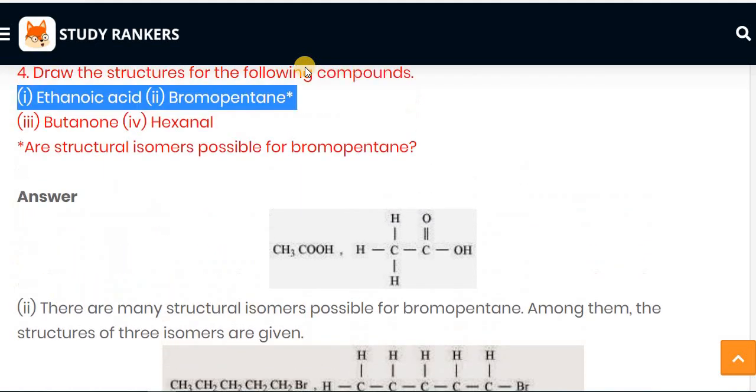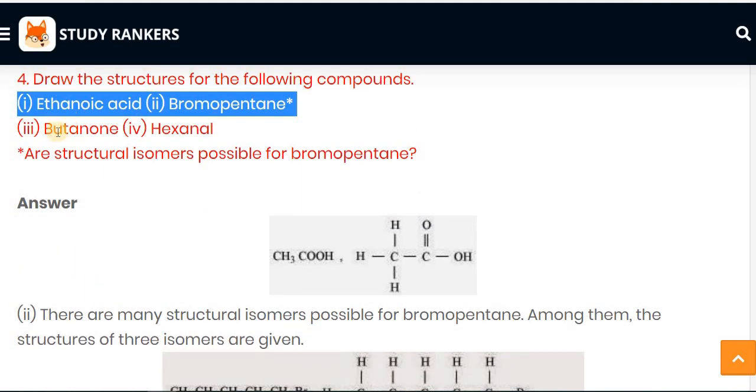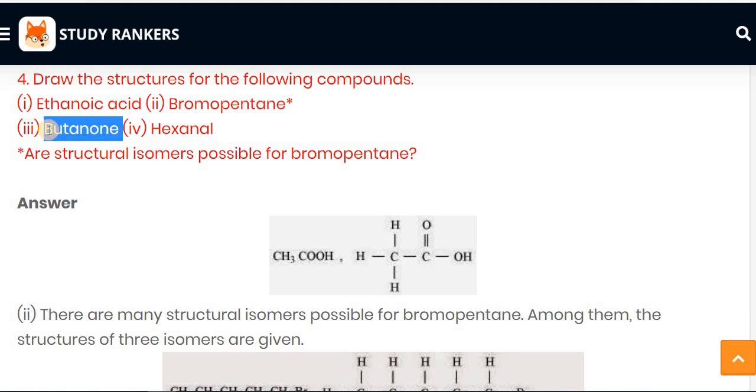Now, the third one is butanone. Butanone means buta, and the one suffix is used. Here the one suffix indicates that the ketone group is present. And butane stands for the 4 carbon: methane, ethane, propane, butane means 4 carbon, and the CO group is there, which means the ketone group is there. Whereas in the fourth question, hexanal is given. Hexa stands for the 6 carbon, and the nal suffix is used here. Nal stands for the aldehyde group.